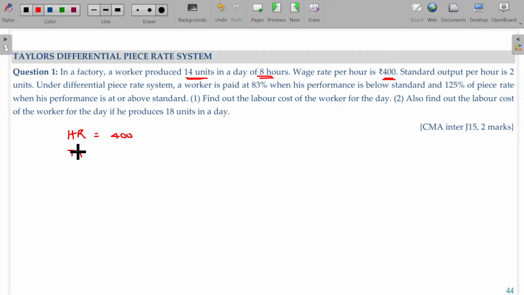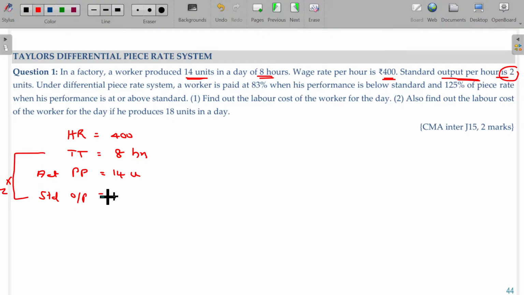Okay. Time taken 8 hours. Pieces produced 14 units. Standard output per hour is 2 units. Then what about the standard output? Per hour you can produce 2 units. For 8 hours, 16 units you can produce. So from this it is very clear, he is an underperformer.